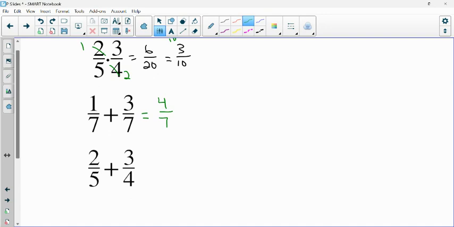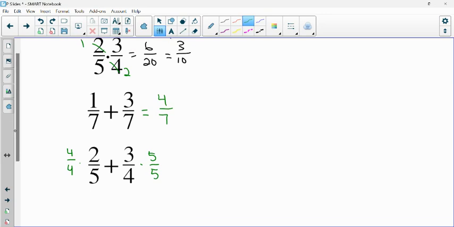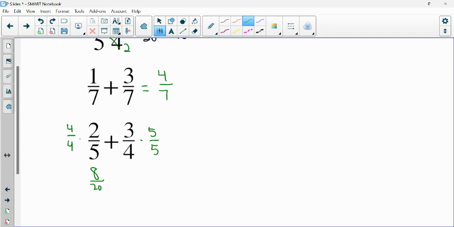plus 3/4, we need that common denominator. In this case, what's the first common multiple of 5 and 4? Common multiple. 5, 10, 15, 20, 25, 30, 4, 8, what's that? 20. So I have to multiply top and bottom of the first fraction by what to get me to 20? 4 over 4. Second fraction, top and bottom by 5 over 5. And that would give us 8/20 plus 15/20, which would be 23/20. Okay, so just remember those things.